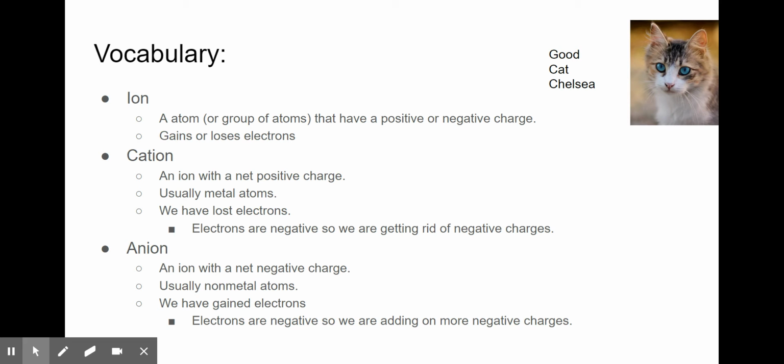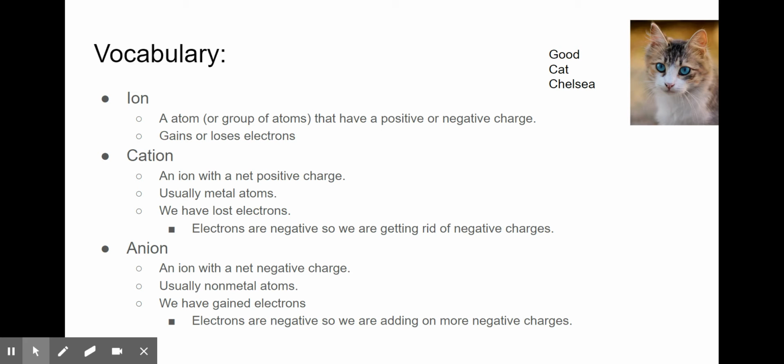So we have 3 vocabulary terms here. One is an ion. Again, this is the main idea. It's an atom or a group of atoms that have a positive or negative charge. This is where we gain or lose electrons, okay? There are 2 types of ions. We have cations and anions.